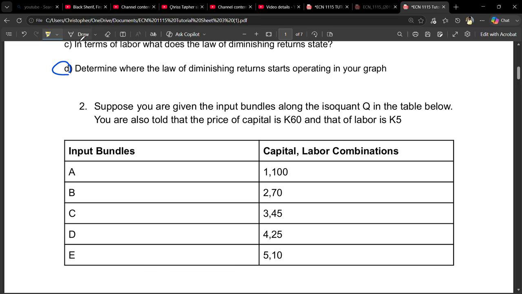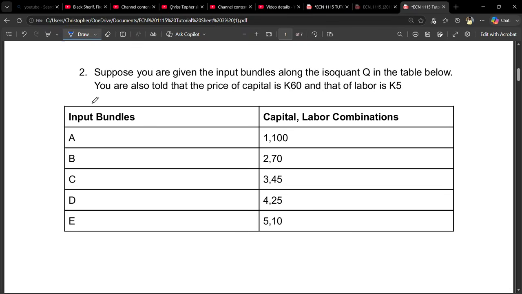So we move to question 2. Question 2 is saying, suppose you are given the input bundles along the isoquant Q in the table below. You are also told that the price of capital is 60 and the price of labor is 5.